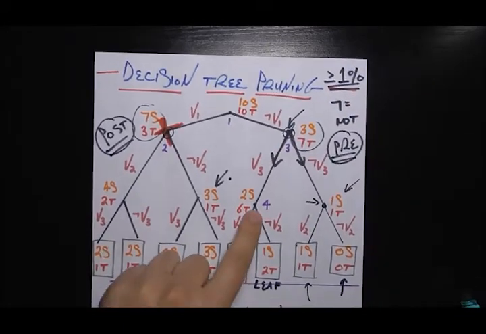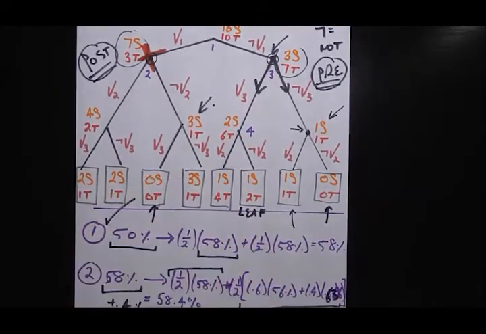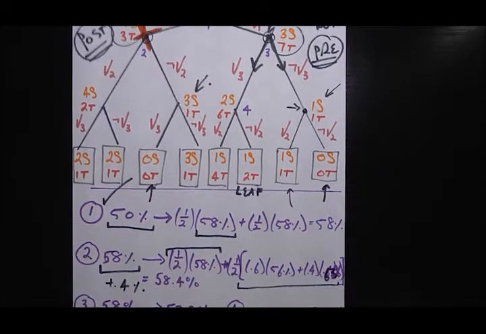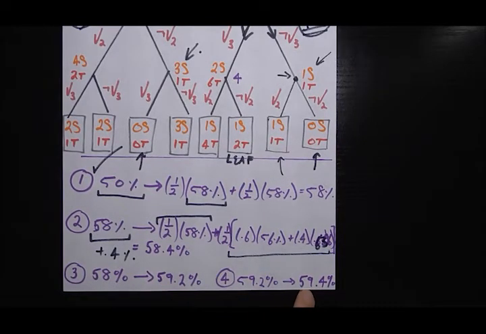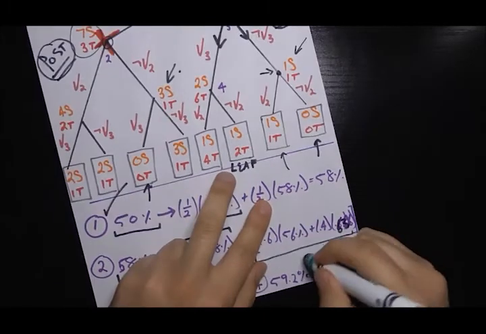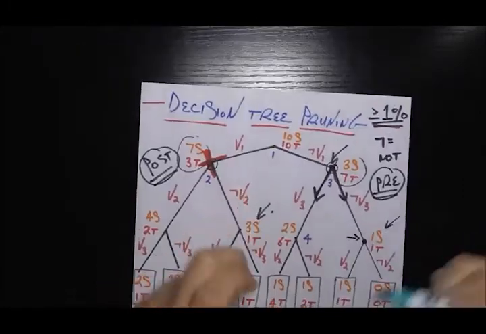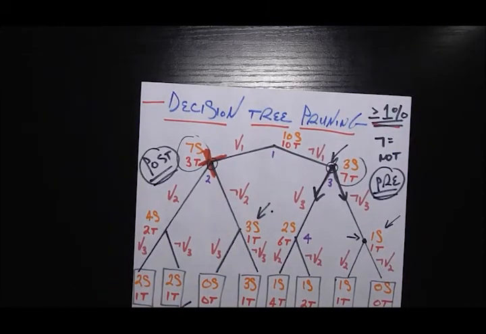Now let's look at 4. Does 4 give us enough accuracy? That's going to be like going from a 59.2%. Remember, that's where we ended up in the last branch, to a 59.4%. That is just a 0.2% gain. That's not enough. So we're going to prune the tree right there.